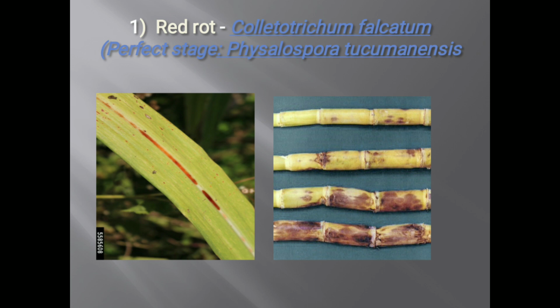We clearly see the symptoms of red rot, that is, typical shortening of the internodes and red colored stripes which appear on the leaf surface.